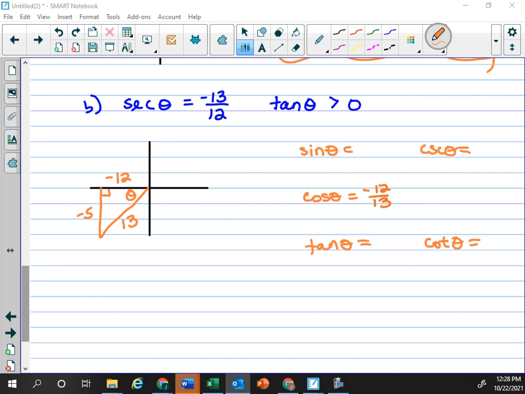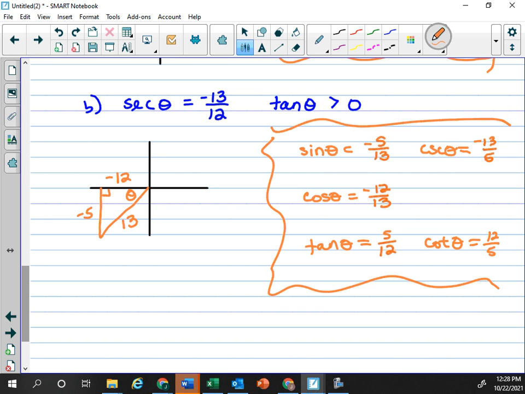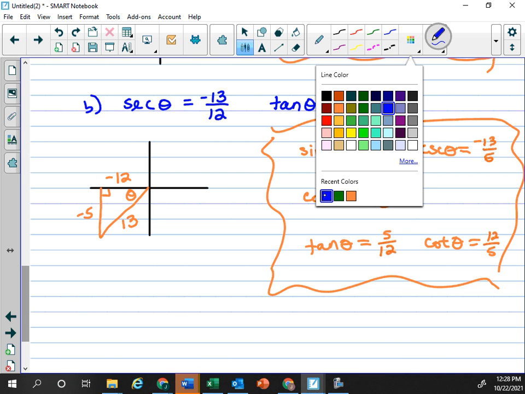All right, guys, what'd you get first, sine of theta? Negative 5/13. Good. What about tangent? 5/12. Good. What about cosecant? Good. And cotangent? 12/5. Awesome. How'd we do? Good? We okay? All right, let's do another one.